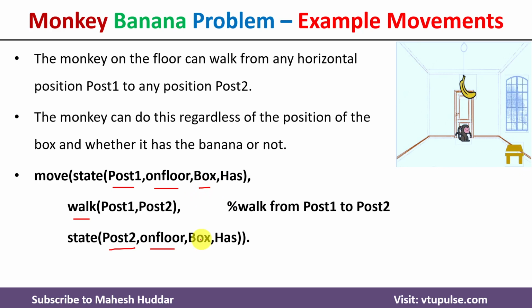We don't care about it. So that's the reason we have written box here. The same thing is written here. The monkey may or may not be having the banana. That's the reason we have written has here. So we don't worry about these two components. The two components are very important. The monkey is moving from one place to another position, and it should be present on the floor over here whenever we want to execute the walk move in this case.